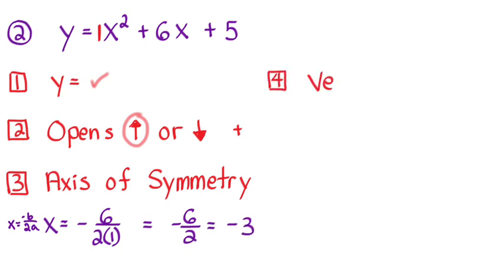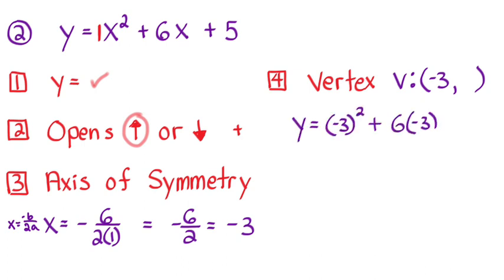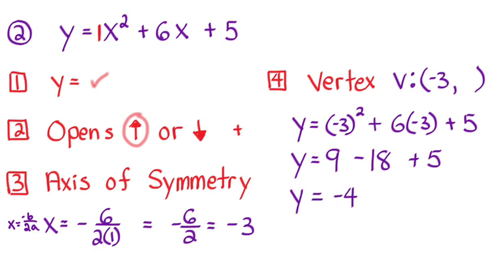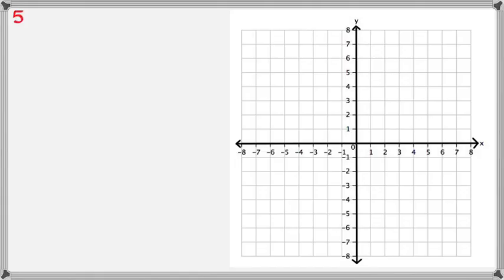Now I go ahead and find the rest of my vertex by plugging in the -3 for x and solving for y. So y equals -3 squared plus 6 times -3 plus 5. Then I just get 9 plus -18 plus 5, ending us up on a -4. Now we're ready to make a table.